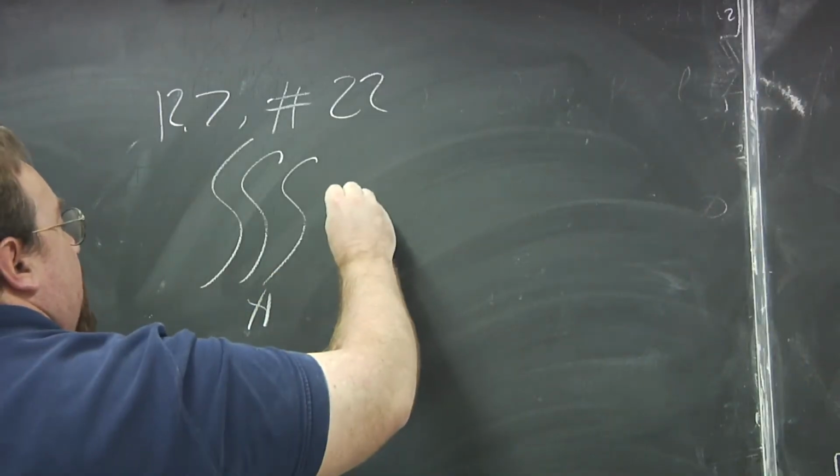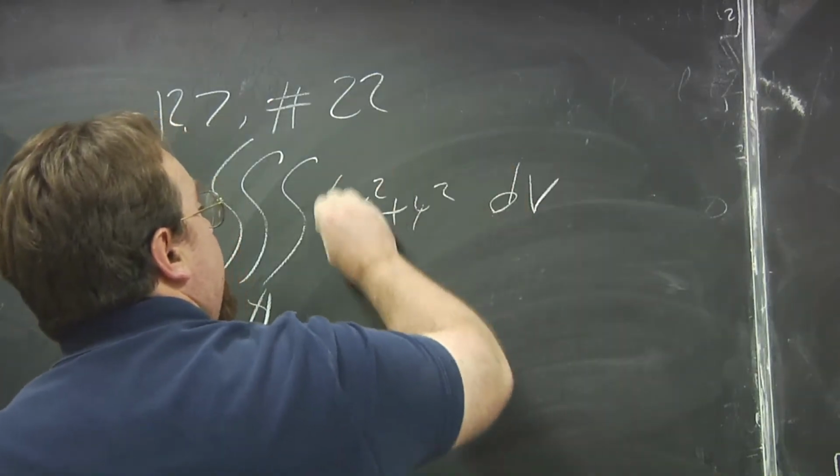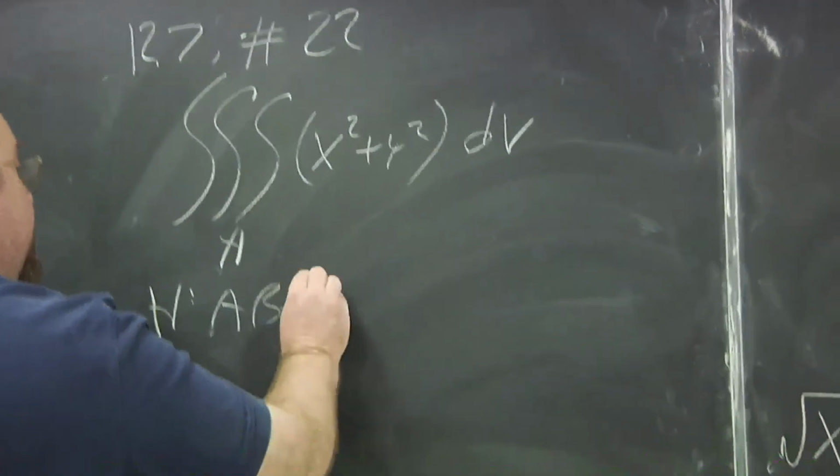So you're integrating over region H. The integrand is x squared plus y squared dV. And the region H is above the xy plane.